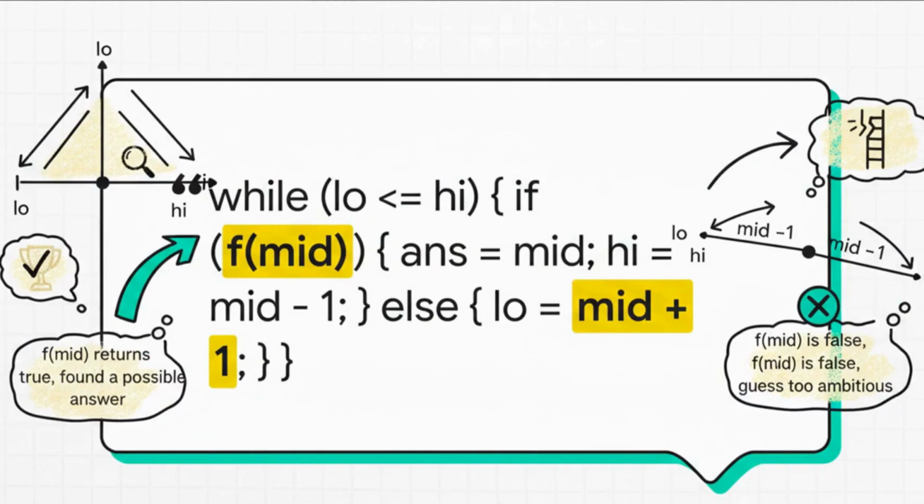It's a pretty standard template. You set your low and high bounds for the answer, you loop, you pick a middle value to test, that's your guess, you pass it to your feasibility function. If it returns true, awesome. That means your guess is possible. So you save it as a potential answer, and then you try for an even better one. If it's false, well, your guess was too high and you have to aim lower.